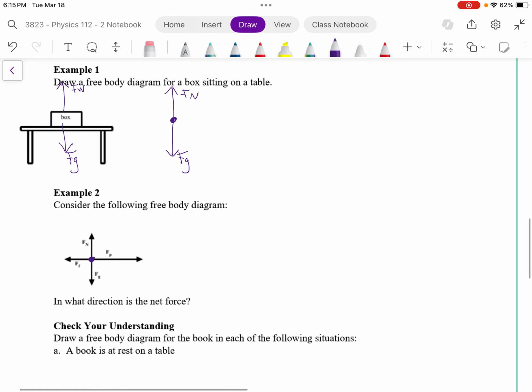Let's look at example 2. So this is a free body diagram. Notice it's drawn right from just a point. And we see that we have normal force and gravitational force, which is balanced. And we have frictional force and an applied force. They are not balanced. Since the applied force here is significantly larger than the frictional force, that means we have a net force, and this object will accelerate to the right in the direction of that net force.